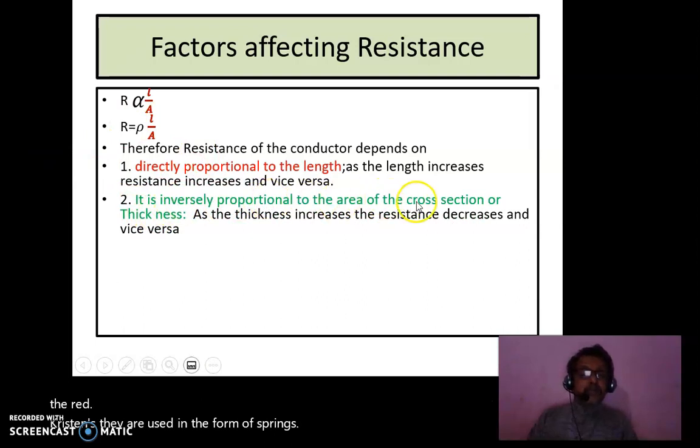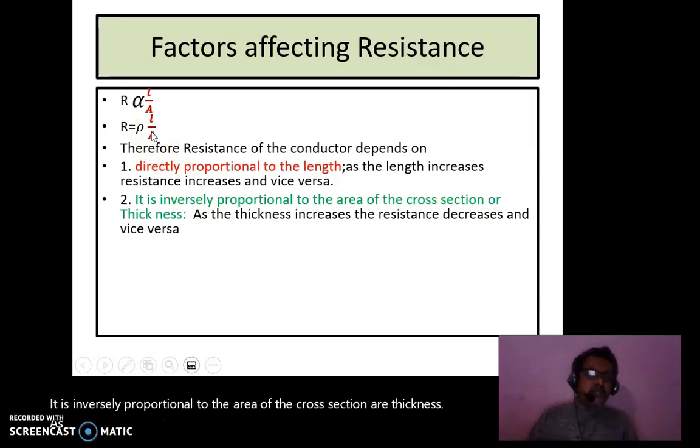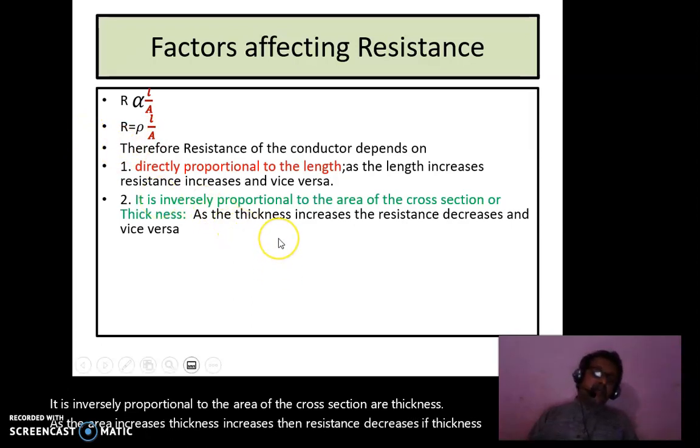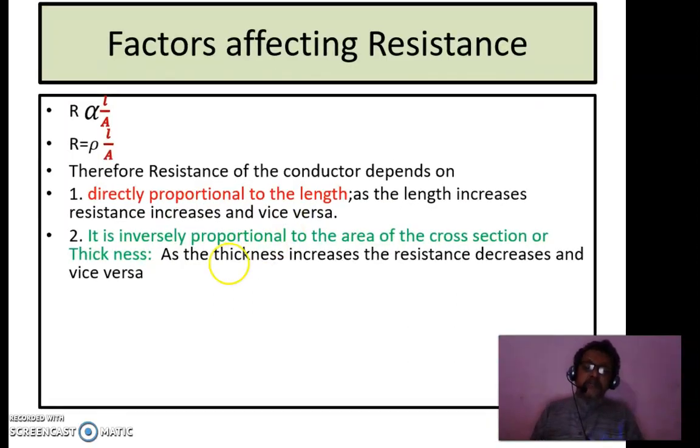It is inversely proportional to the area of the cross section or thickness. As the area increases, thickness increases, then resistance decreases. If thickness is very thin, then resistance is very high, because if it is very thin, then it opposes the flow of electrons very much. So therefore resistance is very high.